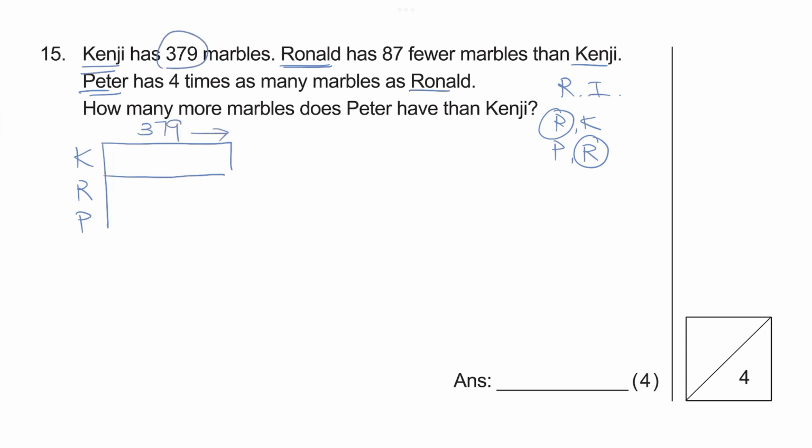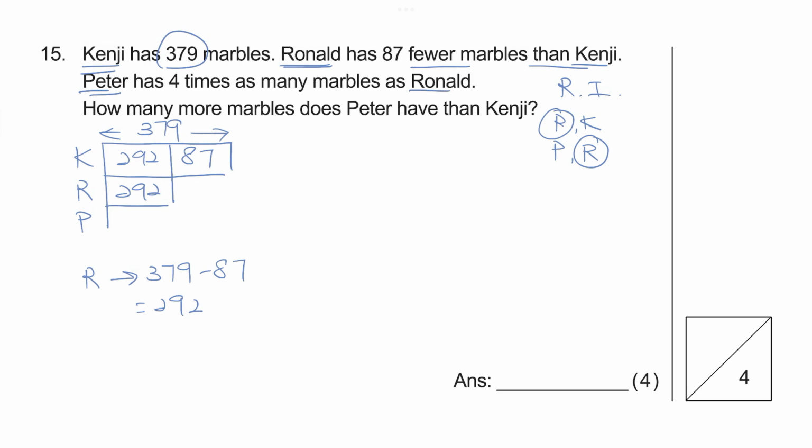Kenji has 379 marbles. And we know Ronald has fewer than Kenji. Ronald's model will be shorter than Kenji, as Kenji has 87 more. Kenji has 379 marbles, that means the 2 parts of Kenji's model would add up to give us 379. Now, how many marbles does Ronald have? 379 minus 87 equals 292. Ronald has 292. Kenji also has the same amount, 292.